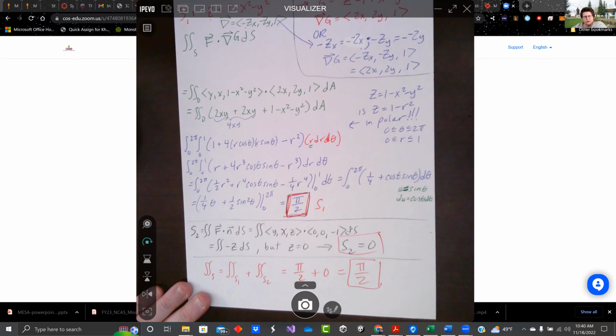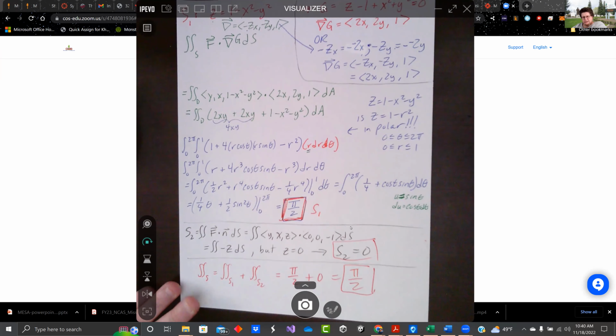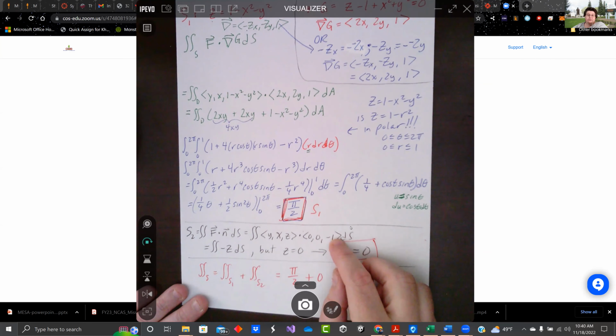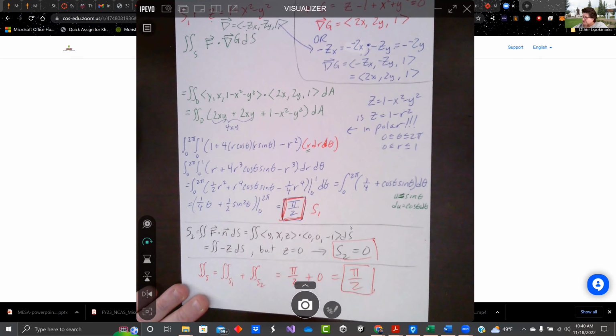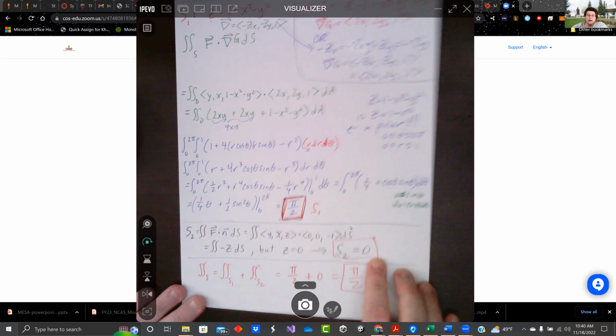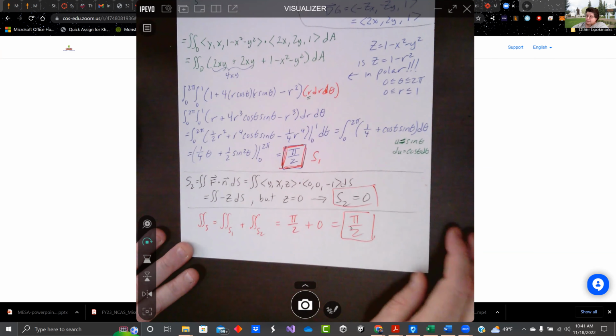But in your head, you know that the normal is pointed straight down. If you know the normal is straight down or straight up, you know the normal is only either negative 1 or positive 1. So all of our field goes in that direction, but z is 0 there. So when I put in 0 here, I've got the integral of 0. So the surface 2 is 0. We can add the two surfaces together and we get pi over 2.